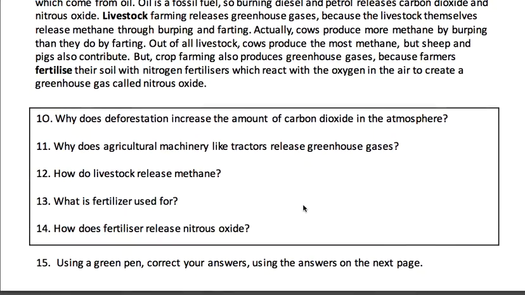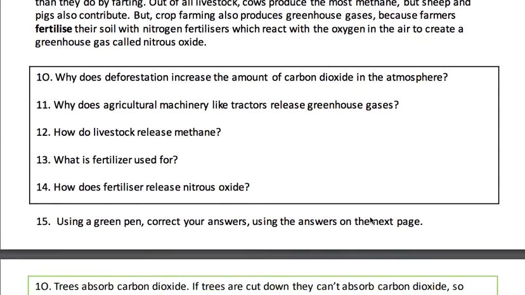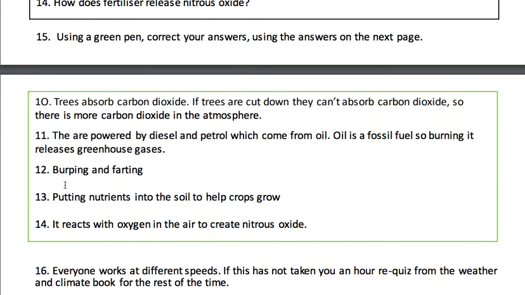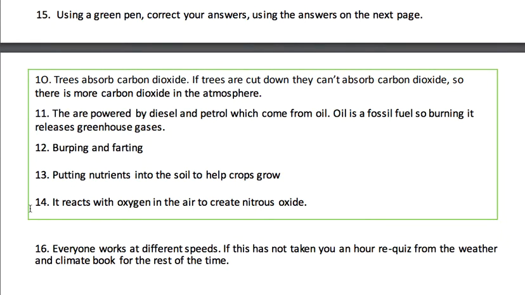Using the reading, have a go at answering the questions in the black box. Pause me while you give that a go. Okay. Scrolling down to the next page, using a green pen, correct your answers. Pause me while you correct your answers.